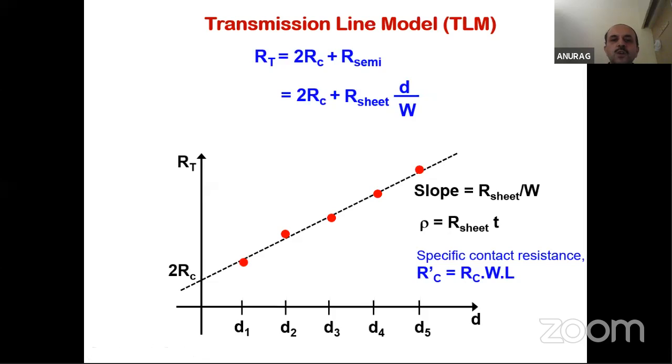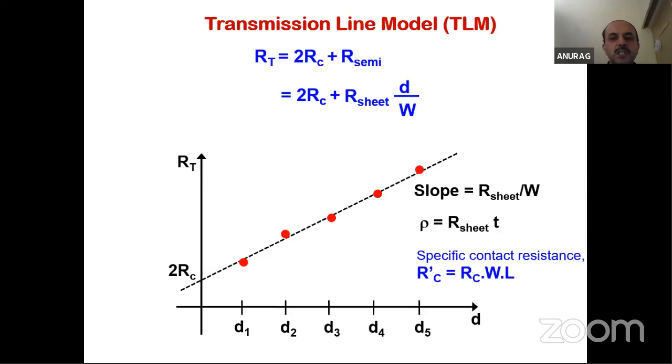Yeah, so from the slope, now you see, I get this kind of graph and I fit it, linear fitting. From the slope is R sheet by W, as you are seeing. R sheet by W is the slope of this graph. So from the slope, W I already know because I have fabricated the ohmic contact. So I can calculate from the slope, which I have measured.